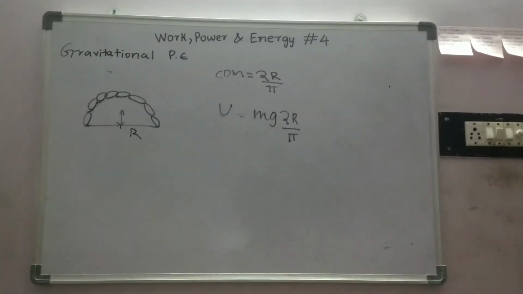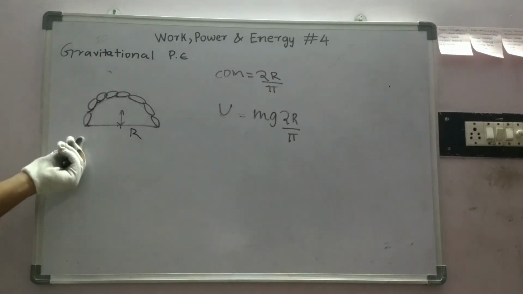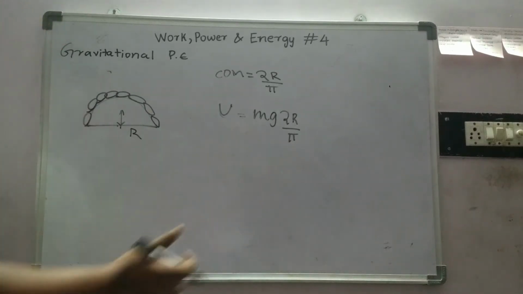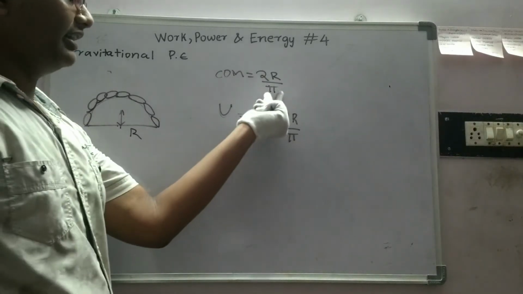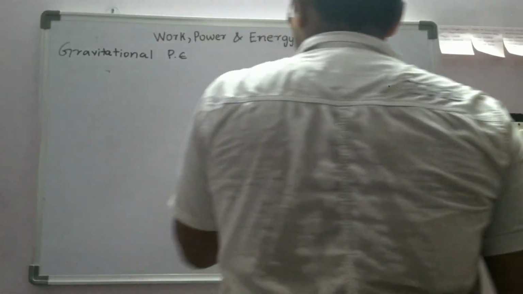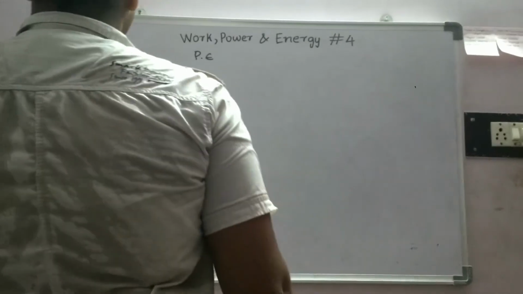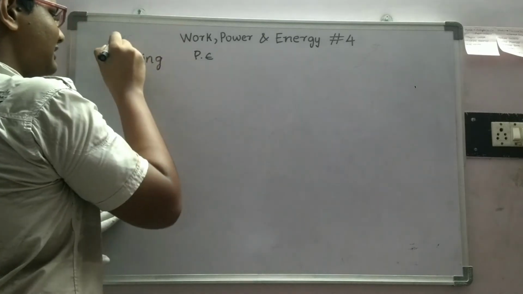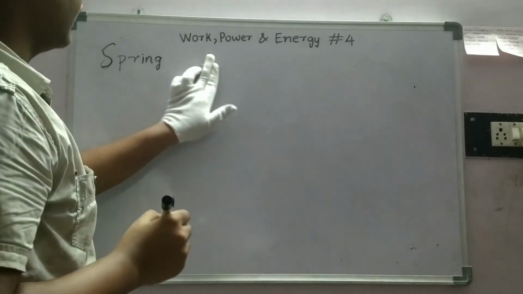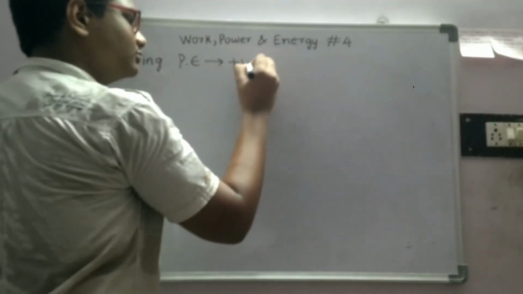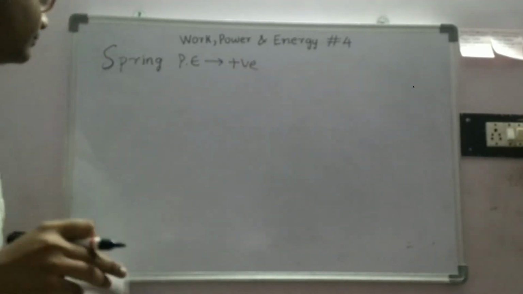You can do it in the traditional method also, by taking a small element dx of mass dm and integrating it, and we get the same result. We'll be deriving it in the center of mass chapter. Now entering into the second type which we are going to learn, it is spring potential energy. This is simple. Remember that spring potential energy is always positive.